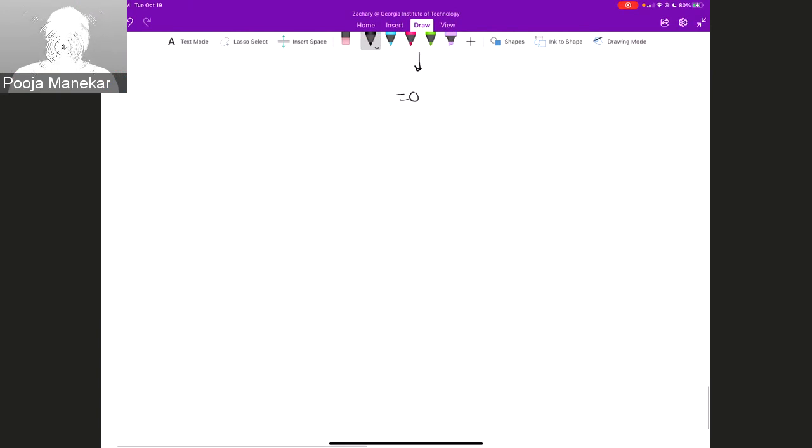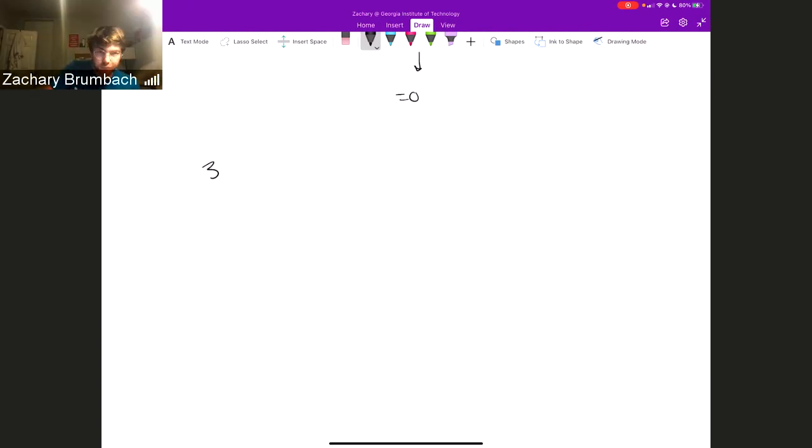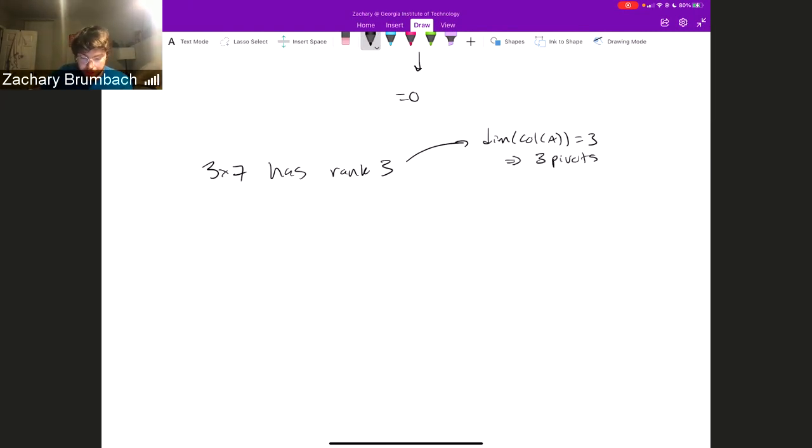All right. So this question states, suppose a 3 by 7 matrix has rank 3. So just from right here, what does this mean? We have a rank of 3, which means the dimension of the column space of A equals 3, which means we have 3 pivots. And if we have 3 pivots, how many non-pivots do we have? We have 4 non-pivots, or free variables. Same thing.